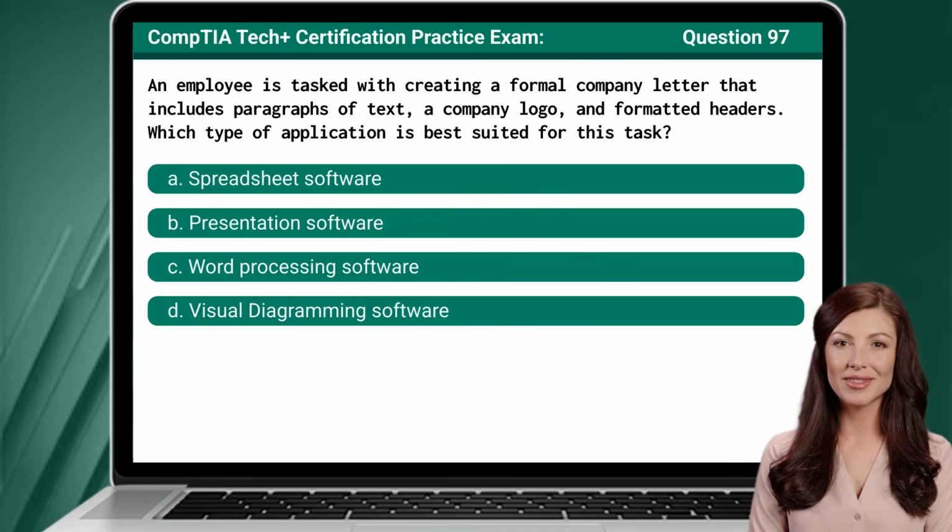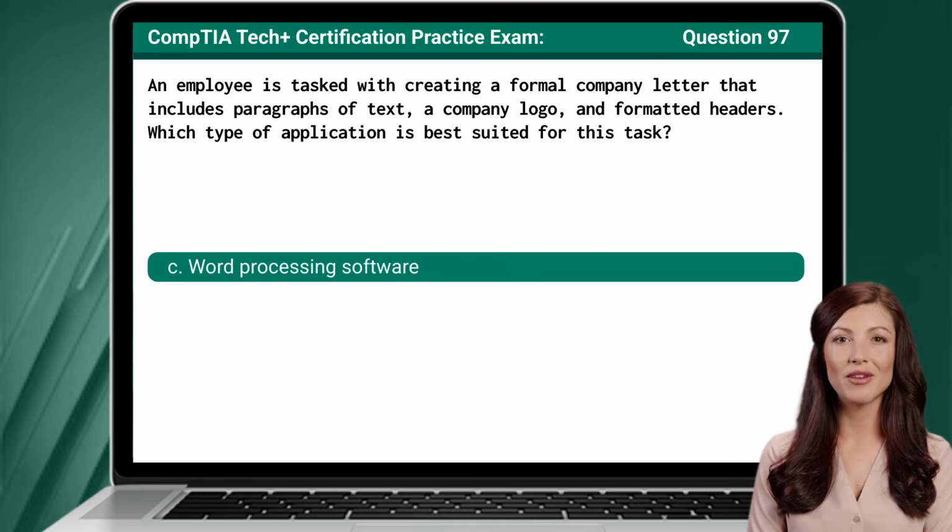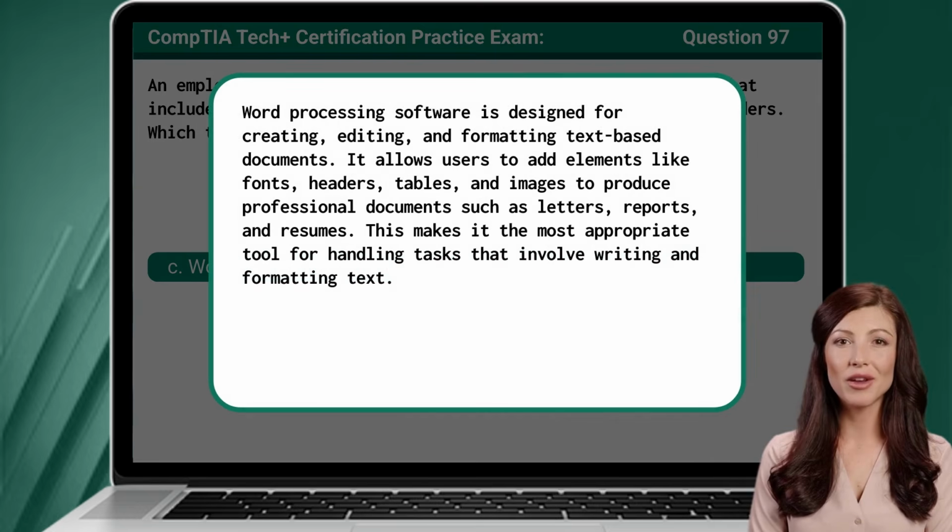The answer is C. Word processing software. Word processing software is designed for creating, editing, and formatting text-based documents. It allows users to add elements like fonts, headers, tables, and images to produce professional documents such as letters, reports, and resumes. This makes it the most appropriate tool for handling tasks that involve writing and formatting text.